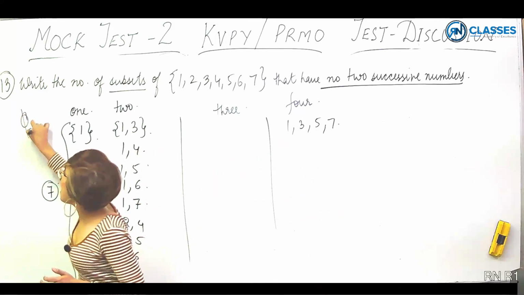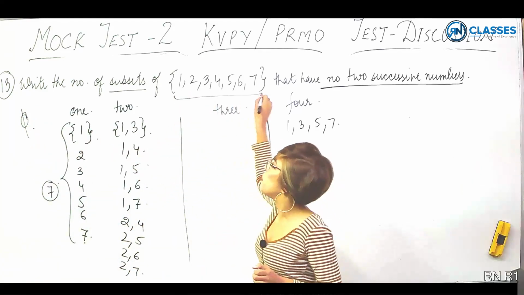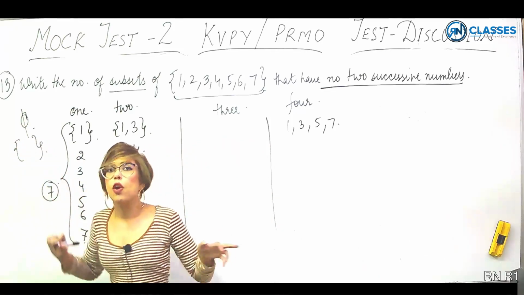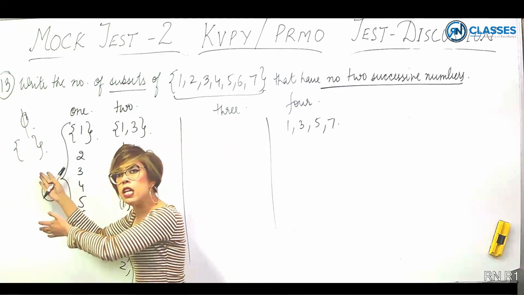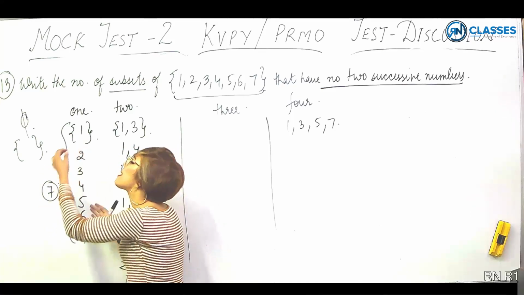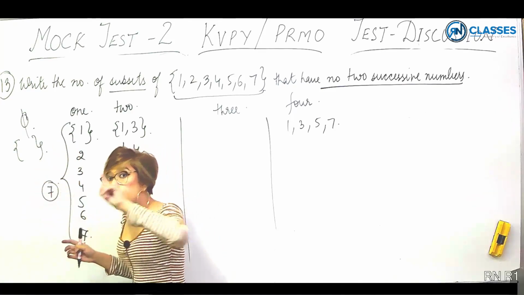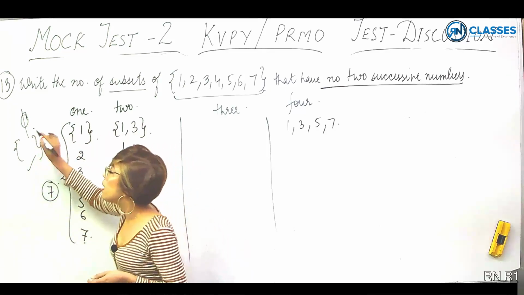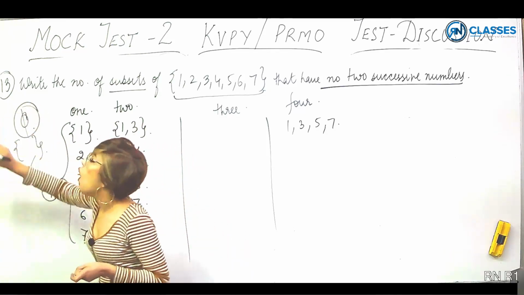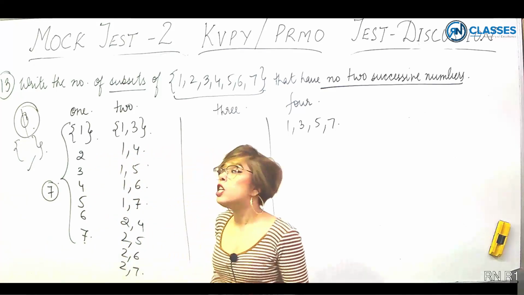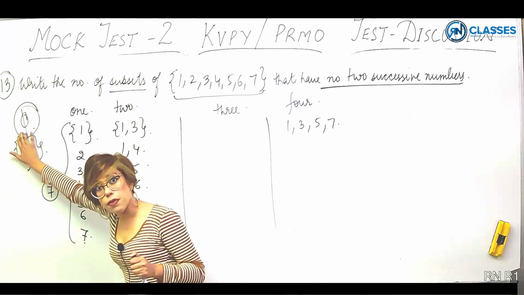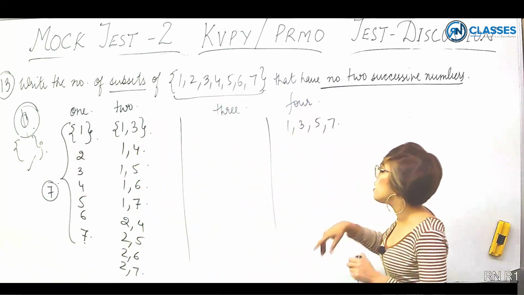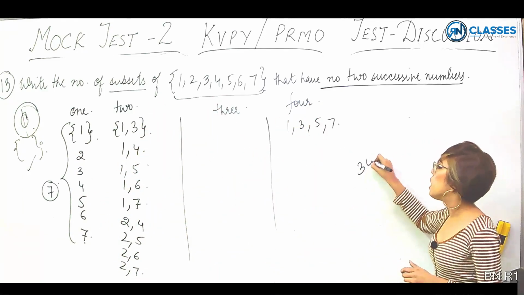So that means the empty set would be a subset of this one. Now, do you think the empty set satisfies the property or not? So this is my empty set. Do you think it has two successive numbers? Absolutely not. No two successive numbers are there in this set. So automatically this also satisfies the property. So you add this set as well. So the number of this, this, this, this, the answer will turn out to be 34.